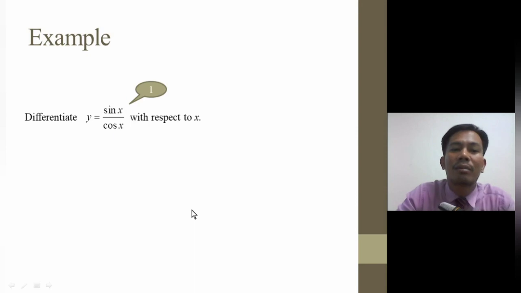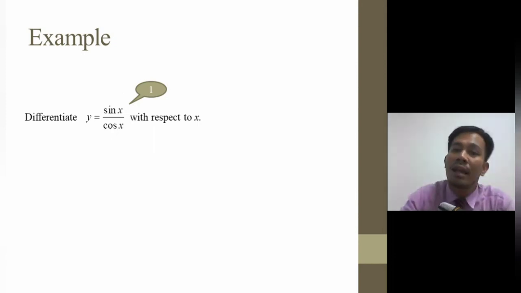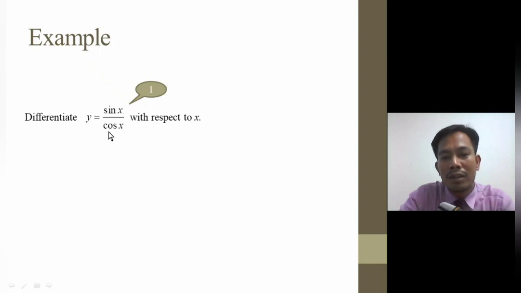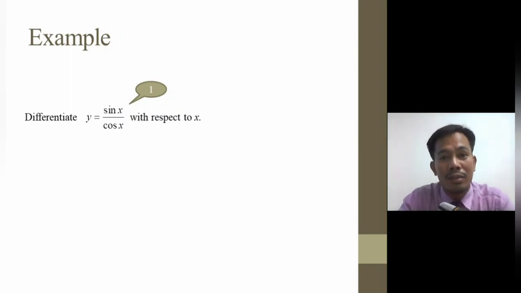Next, how about if I want to differentiate y is equal to sine x over cosine x with respect to x? Remember, this is the quotient rule. What is the derivative of sine x? Cosine x. What is the derivative of cosine x? Negative sine x. And later on, you will conclude that sine x over cosine x is, what is the equivalent trigonometric function of this? It's tangent x. So basically, what we are looking for now is the derivative of tangent x.